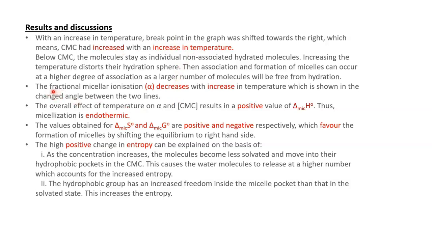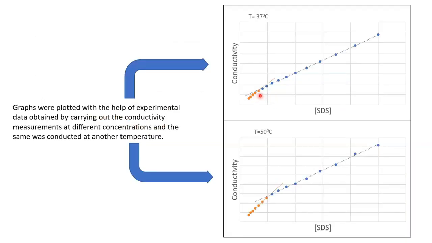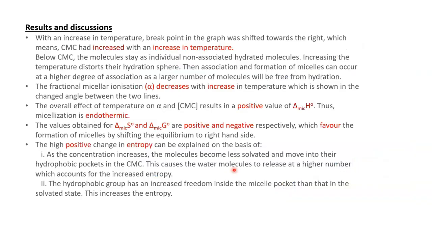Now, the second observation is that the fractional micellar ionization alpha decreases with increase in temperature, which is shown in the changed angle between these two lines. As we discussed, the angle between these two lines decreases as we increase the temperature. That means the value of alpha decreases.